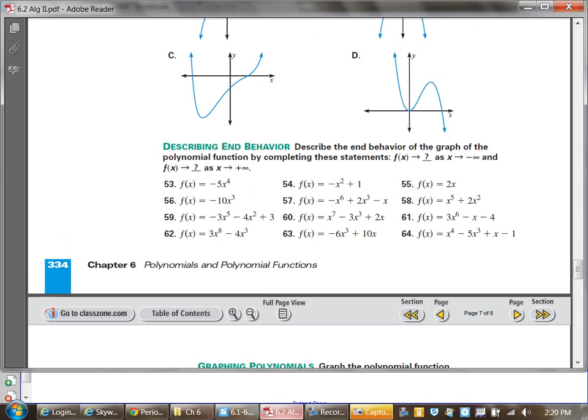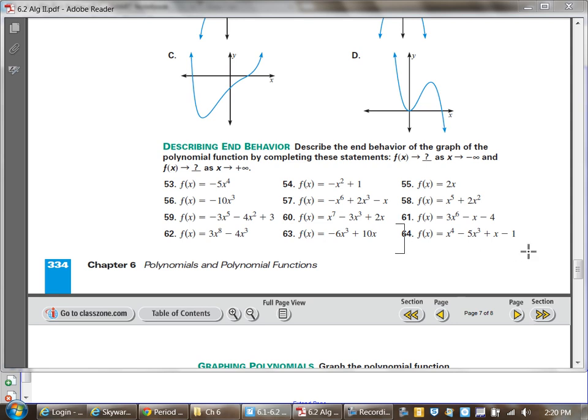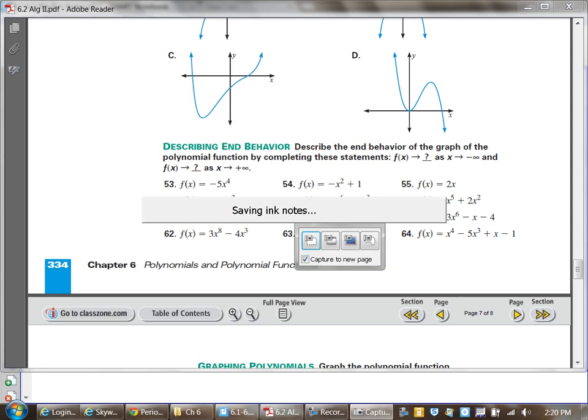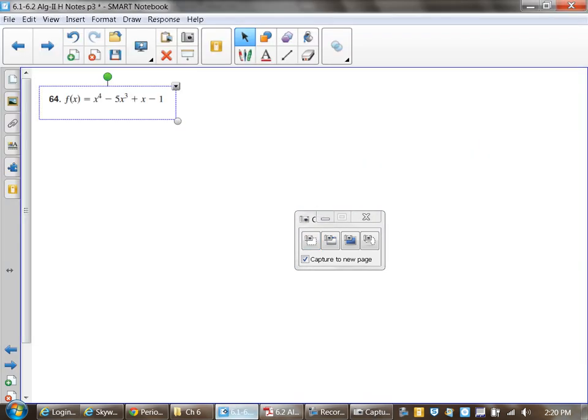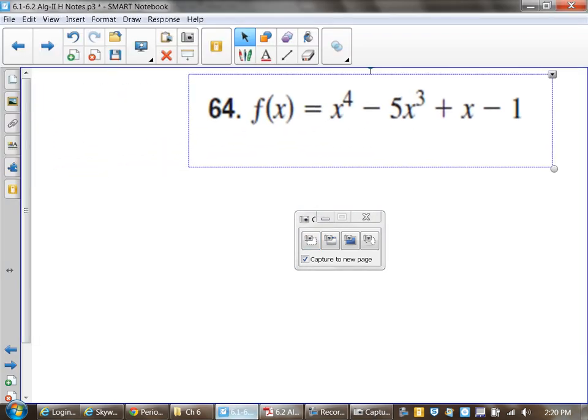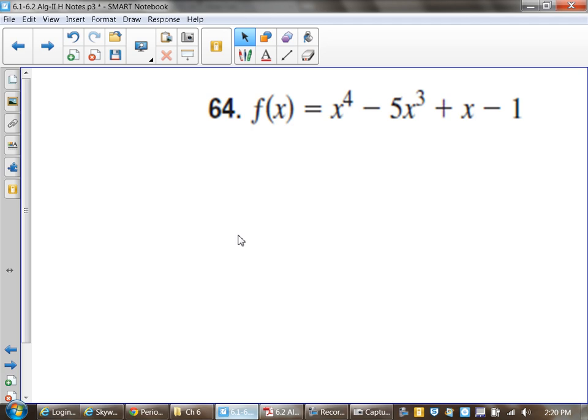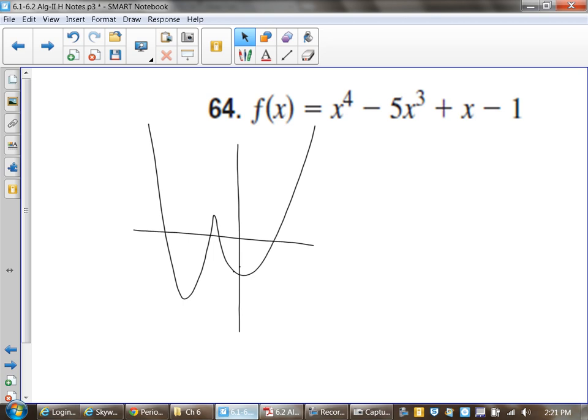64, we're talking about end behavior. When we're dealing with end behavior, what we want to start out by looking at is the graphing on the graphing calculators. So this one's a 4th degree polynomial. In the graphing calculator, I'm guessing it probably has a W shape to it. It's got a W shape, and the first term is positive. Do you agree? Okay. So if the first term is positive and it's got a W shape, it probably does something like this.